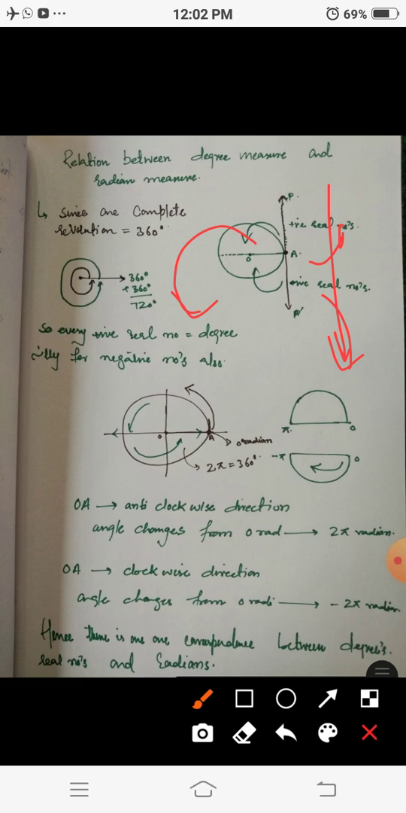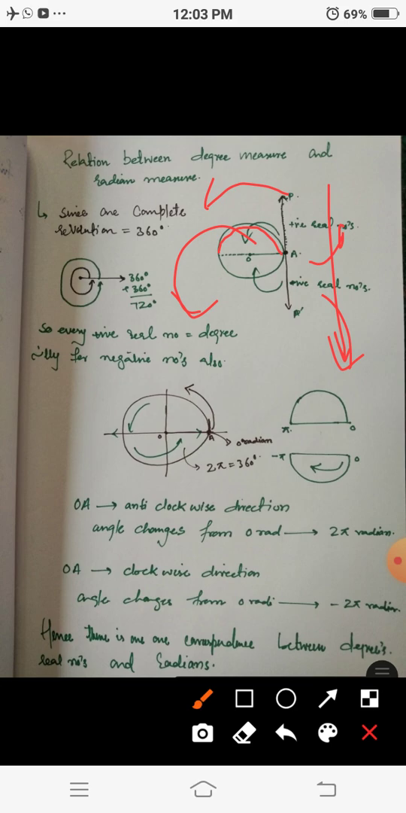Here, each and every point on this upper semicircle represents the radians, and every point on this line AP represents the degrees. Now if we rotate this AP in the anti-clockwise direction, each and every point will coincide with a point on this upper semicircle.